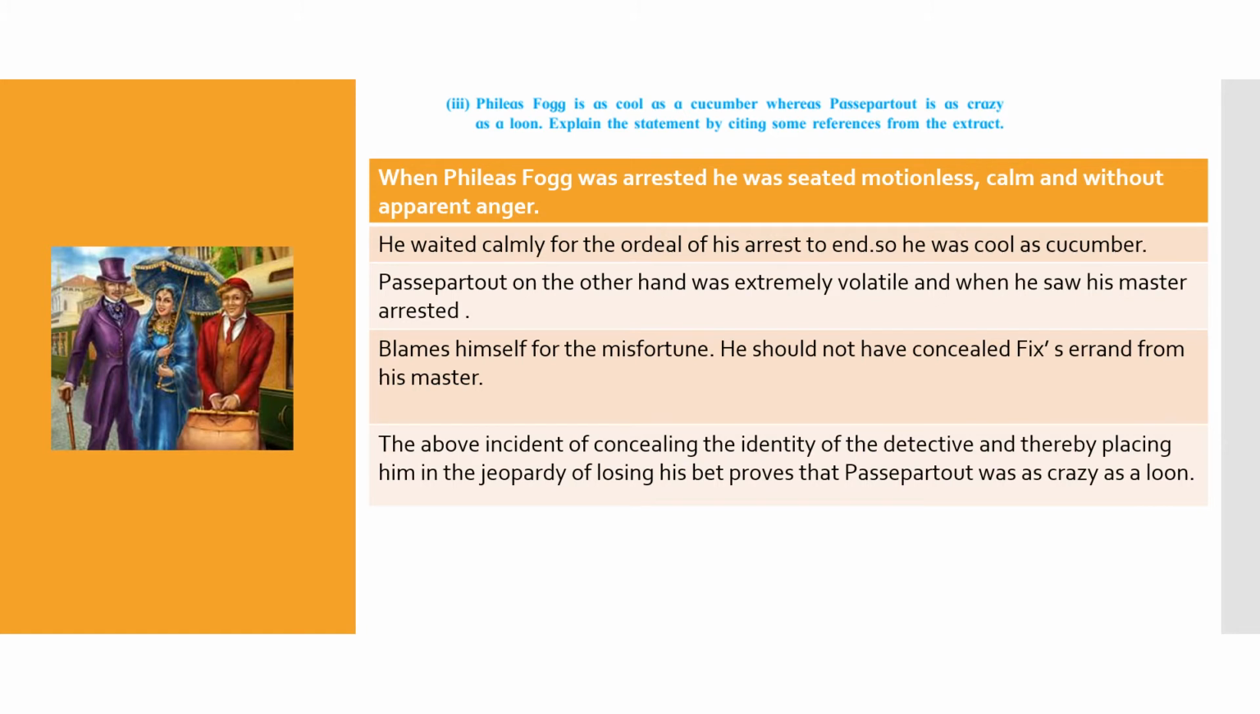If Mr. Fogg had been warned, he would have done something to prove his innocence, and satisfied him of his mistake. At least, Fix would not have continued his journey at the expense and on the heels of his master, only to harass him at the moment he set foot on English soil. Passepartout wept till he was blind and felt like blowing his brains out. Therefore, the above incident of concealing the identity of the detective and thereby placing him in the jeopardy of losing his bet proves that Passepartout was as crazy as a loon.